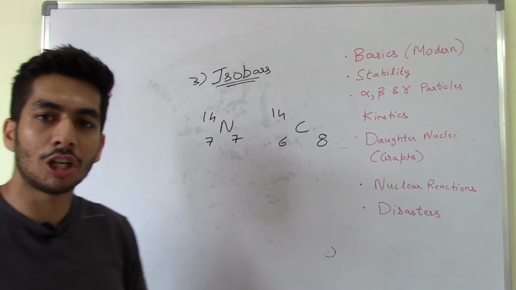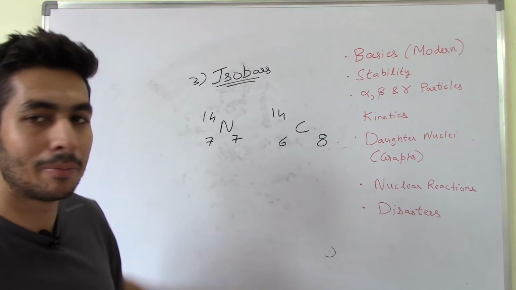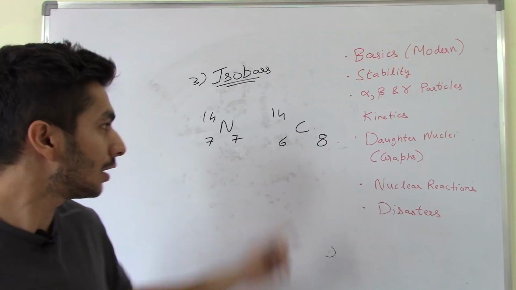So both the proton number and neutron number are different, but if you see, the mass number is same. So because the mass number is same and the number of protons and neutrons both are different, it is called an isobar, right? So this is an example of isobar.